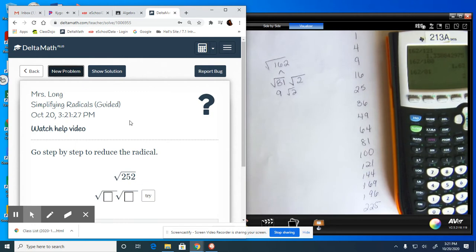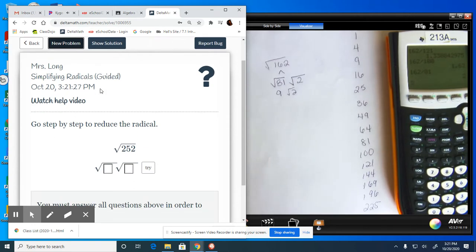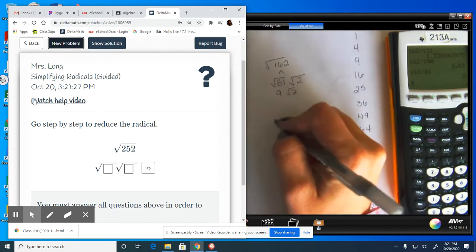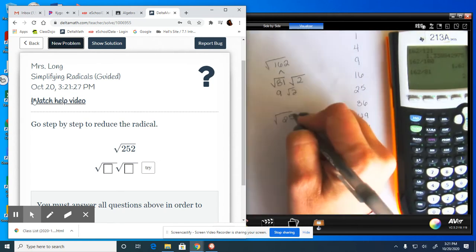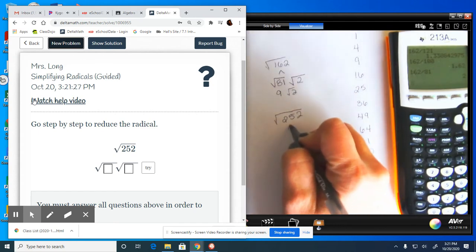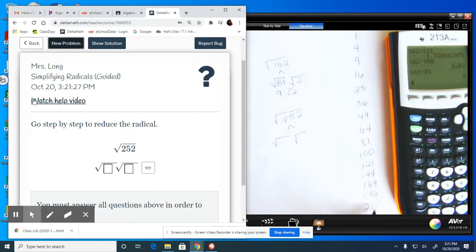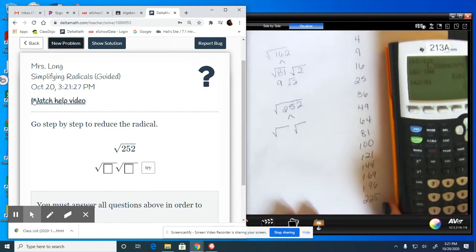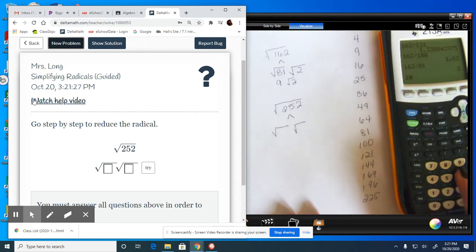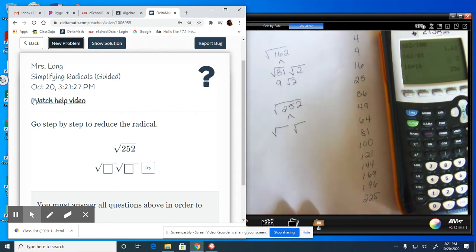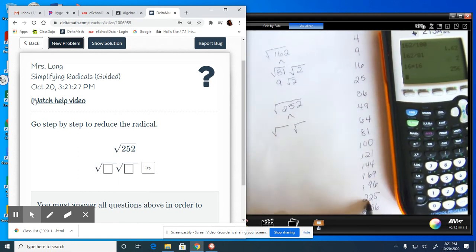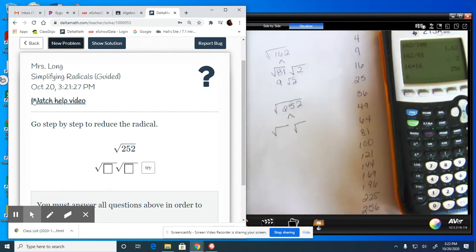Okay, so that's a big one. Let's try that one. Square root of 252. So first thing we're going to do is split it into two radicals. Look at my list of perfect squares. 225. Now, I'm not sure if that's the biggest one, so I'm just going to go 16 times 16 would give me 256. Okay, I just want to make sure that one's too big. So indeed, 225 is the largest one that we can start trying with.